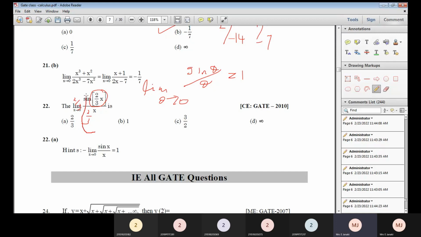So now this is of the form sine. If you consider this 2 by 3 into x as theta, then the term becomes sine theta by theta. So after applying the limit theta tends to 0, sine theta by theta is equal to 1. So already you multiplied by 2 by 3. So the answer is 1 into 2 by 3. The answer is 2 by 3.